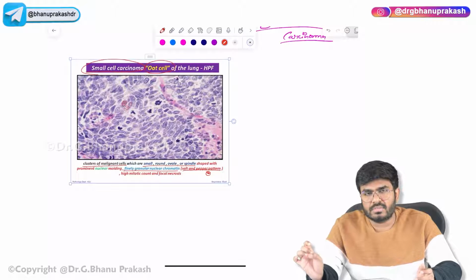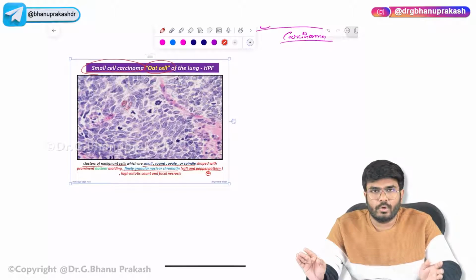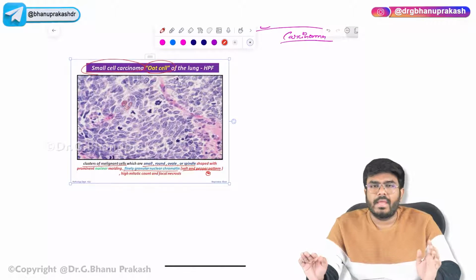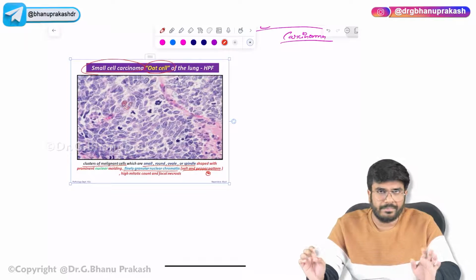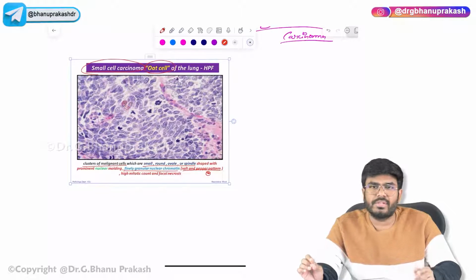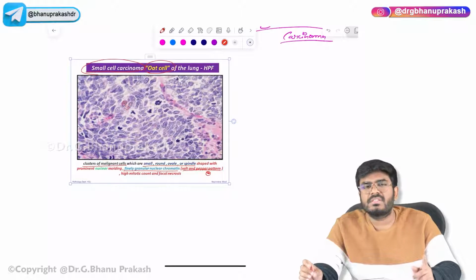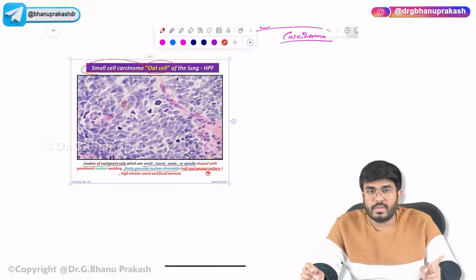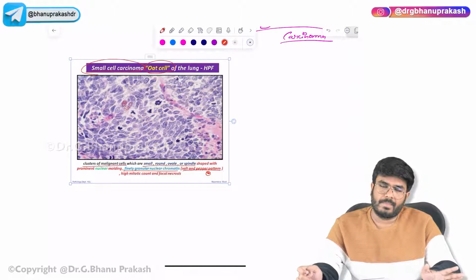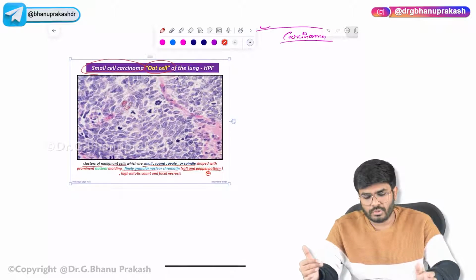KRAS gene mutations are associated with adenocarcinoma. Okay, adenocarcinoma seen in the periphery. EGFR1 activating mutations, adenocarcinoma. Small cell carcinoma, which genes, what is the genetic defect that is seen? Small cell carcinoma, it is MYC amplification. Squamous cell carcinoma is because of mutation of P53. Okay, so this is how you should know the things.